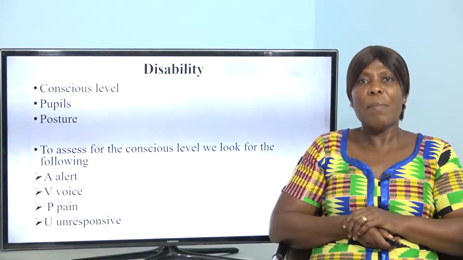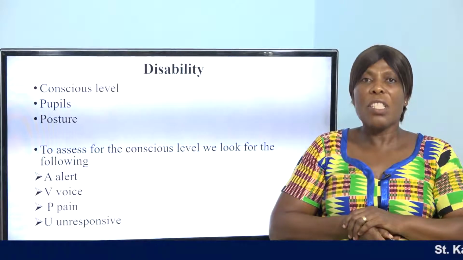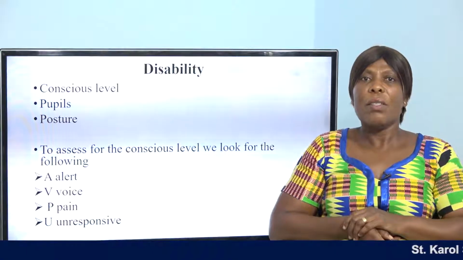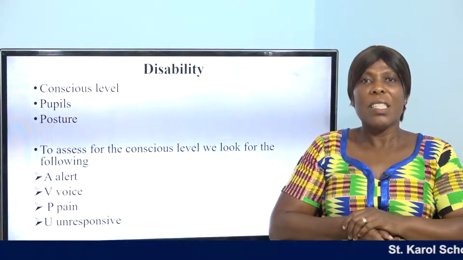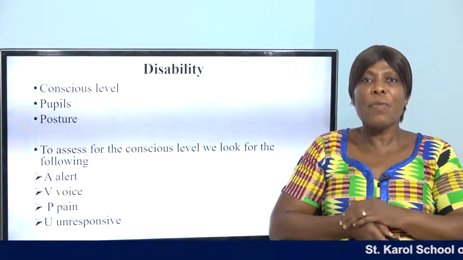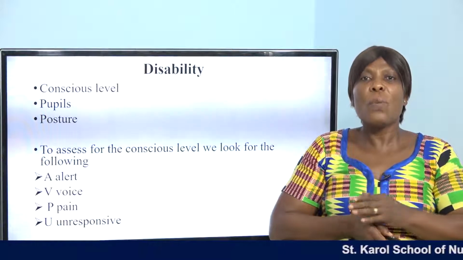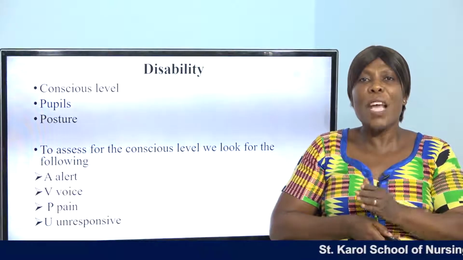Now let's look at the disability of the baby. We talk of the conscious level, and then we also use the pupils, and then the posture of the baby to assess the disability of the baby. To assess for the conscious level, we look for the following: the alertness of the baby, the voice of the baby or the cry of the baby. We also assess for pain and then unresponsiveness. And you could see that these have some relationship with the APGAR score.